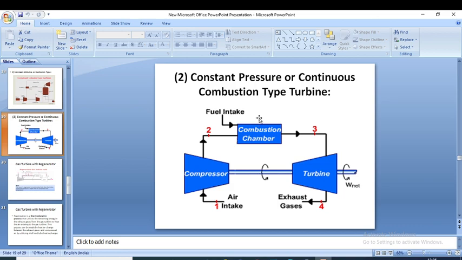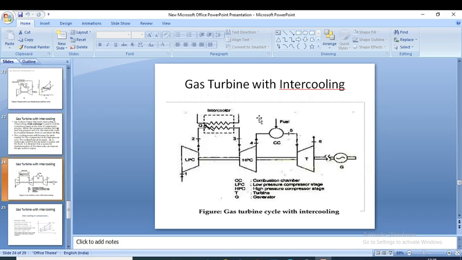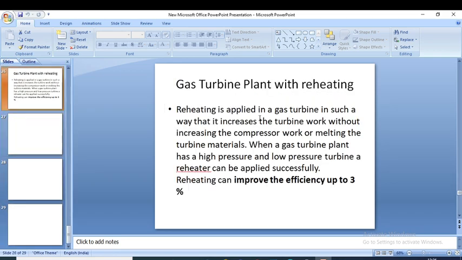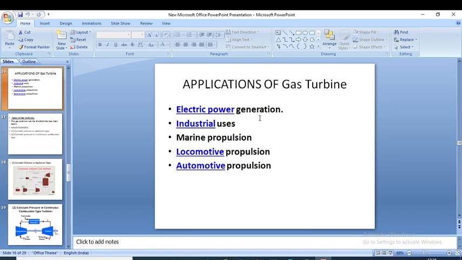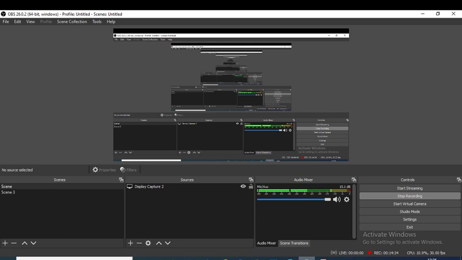So in the next section we are going to study about the constant volume gas turbine, the constant pressure gas turbine, and the gas turbine with intercooler generator. So here I am stopping this lecture, and in the next section we will see about the gas turbine with constant volume and constant pressure. Okay, so here I am stopping.